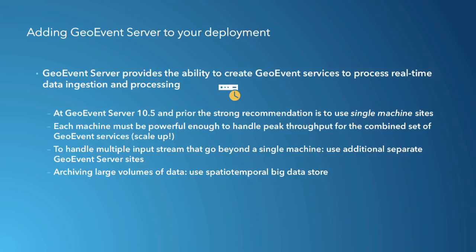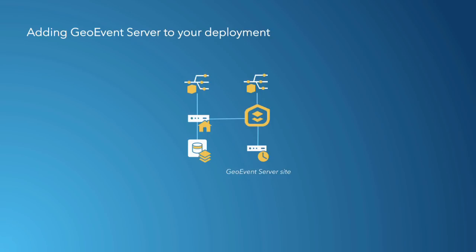So the minimal way of getting started with GeoEvent is, again, you have your base deployment and add a GeoEvent server site. You can start it with one machine in that one site. Even with a single GeoEvent server, you can process, depending on the type of analytics you do on it, somewhere in the range of 3,000 to 6,000 events per second. Way more than the 200 to 400 events that a traditional database can keep up with. So if you have that, add the spatial temporal big data store.